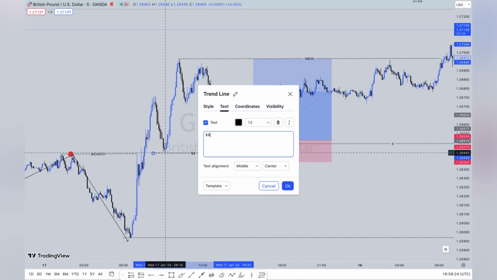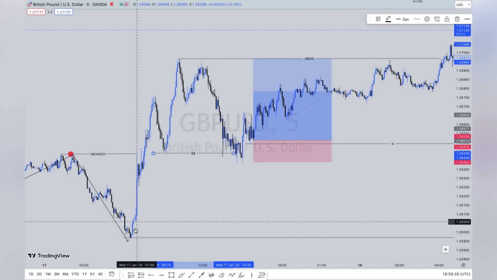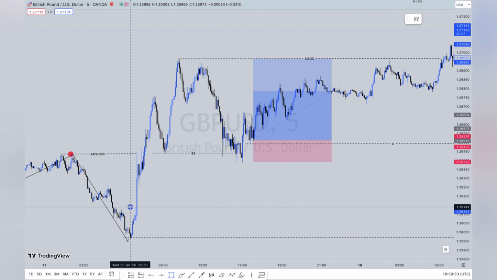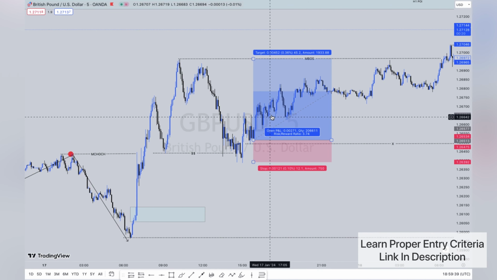This is a liquidity level here, but we don't have any order block candle around this level. We did have one order block candle here, but after taking liquidity, price decided to give us our 1 minute entry, and then this trade was a win.